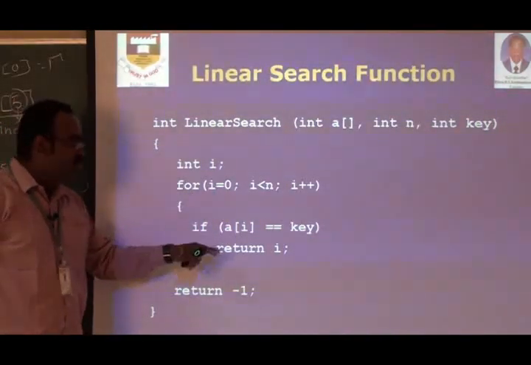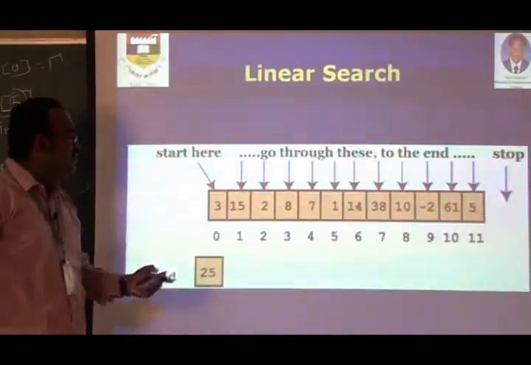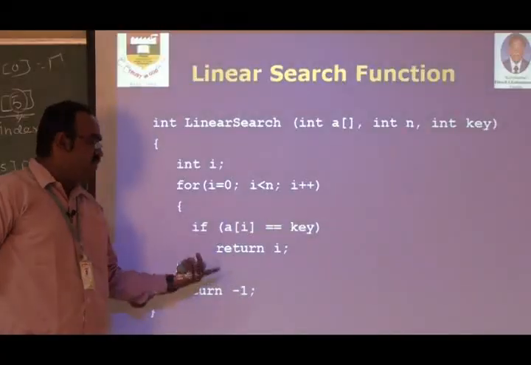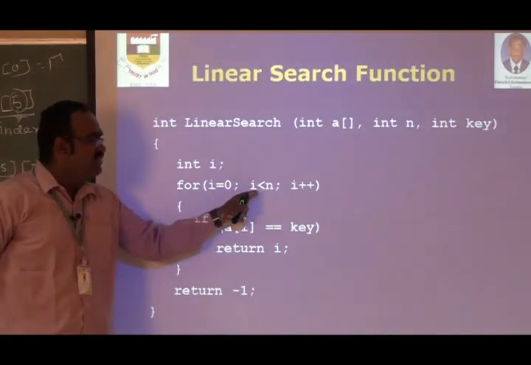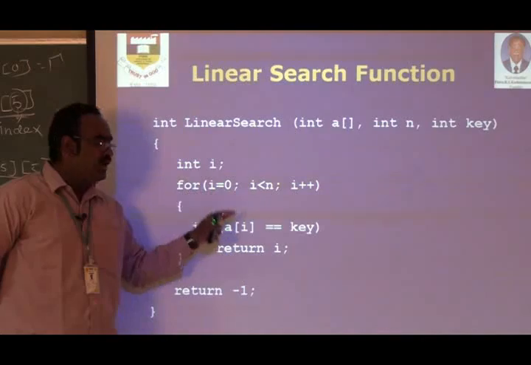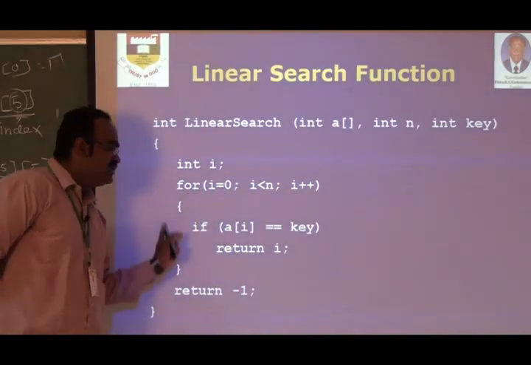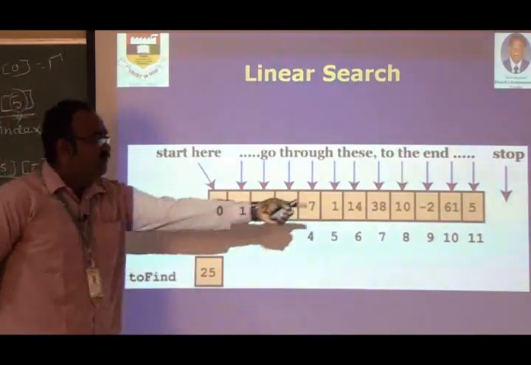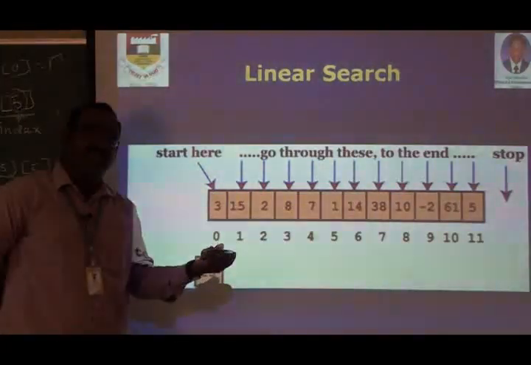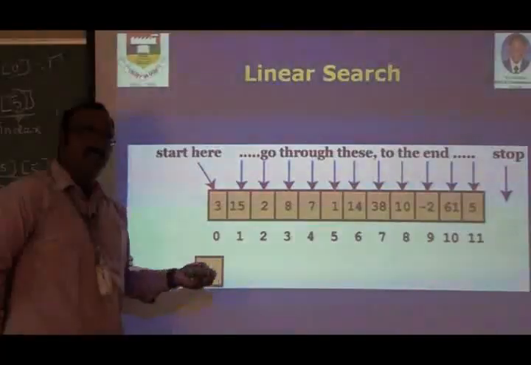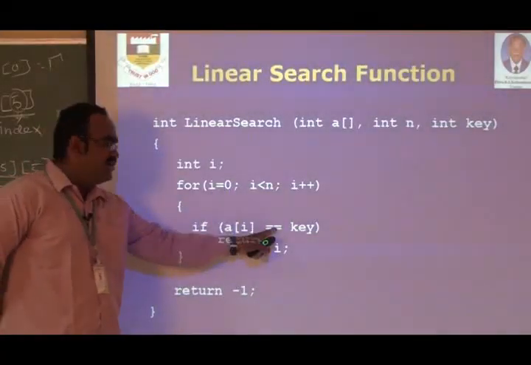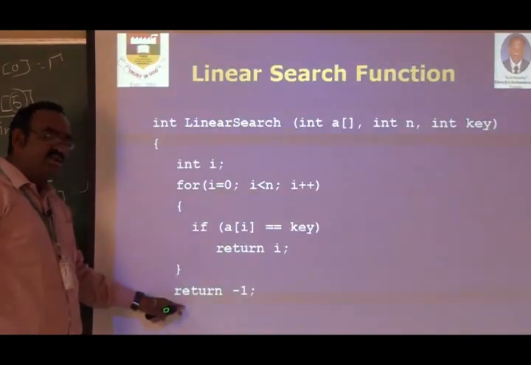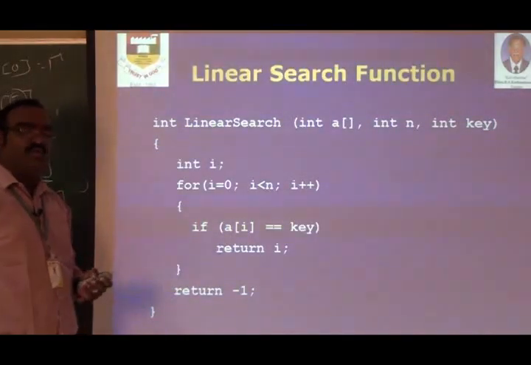So now i is equal to 1, a of 1. What is the value in a of 1? It's 15. So now 15 is compared to 25. There is no match, so it is incremented again. While the condition is satisfied, the for loop keeps running. When the condition is false, at the end of the list, after the increment there is no further element, only 12 elements. If i goes to 13, the condition is automatically false. So it exits from the loop and returns -1, meaning there is no such value in your list.